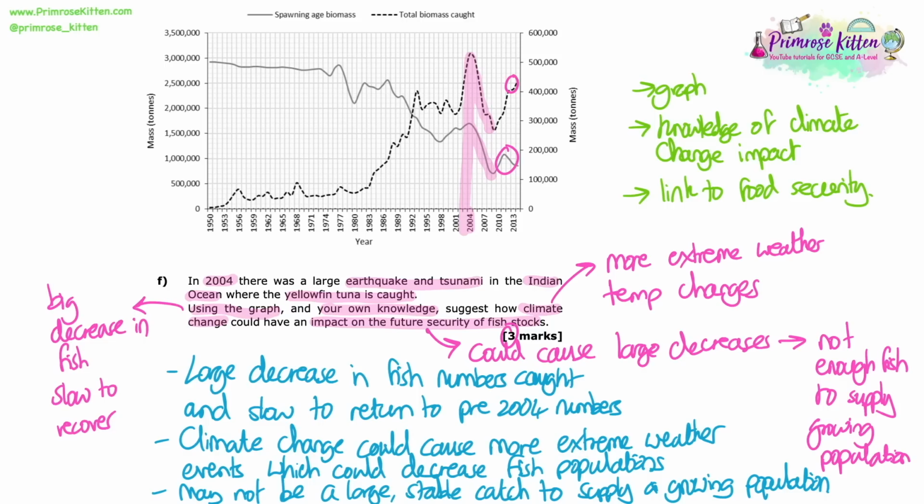You've got slightly different wording in the mark scheme as well. There are other things you can say to get marks, but this is the general idea. We have the idea of something from the graph, this idea of big, dramatic events could be causing decreases in populations. Then the link to something that you can link to climate change that could affect the populations, and then this link to the idea of food security.